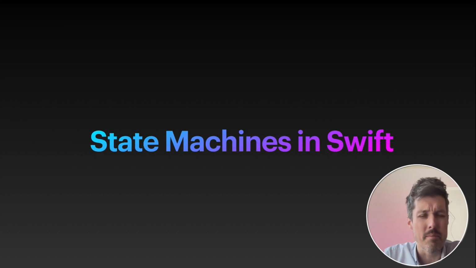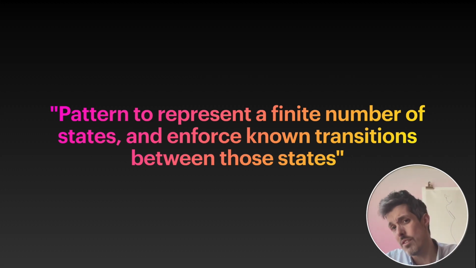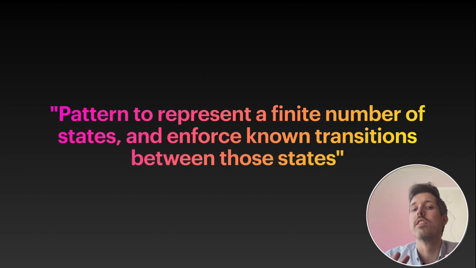And on that note, let's talk about state machines. So, what is a state machine? A state machine is a pattern to represent a finite number of states and enforce known transitions between them. But there's a lot going on in this definition, so let's break it down.